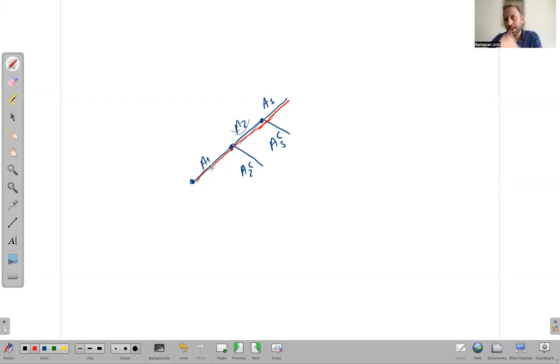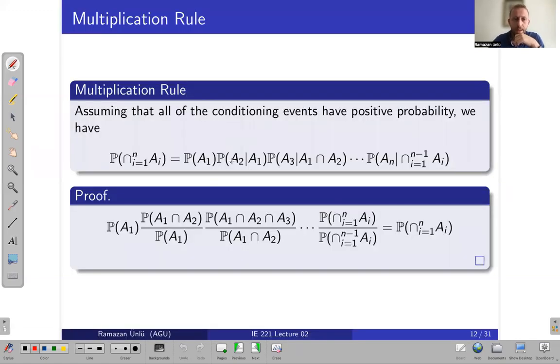So we can do the same thing: the probability of A1 times the probability of A2 given A1, times the probability of A3 given A1 and A2. That means they have to occur by following each other. So this is the main logic behind the multiplication rule. Let's go back to the slide.